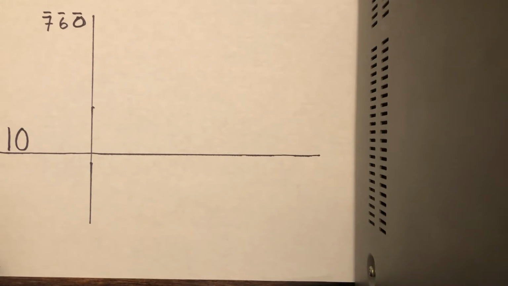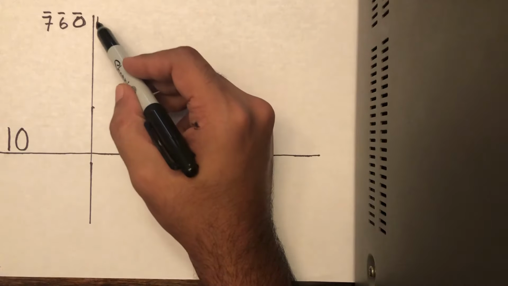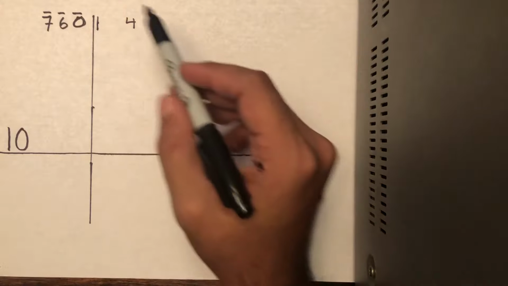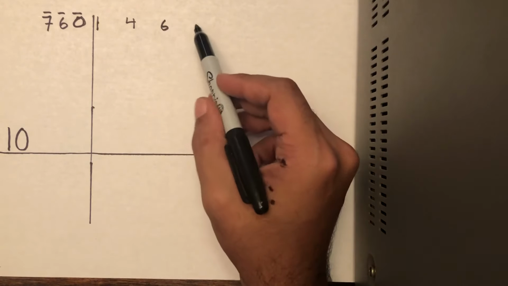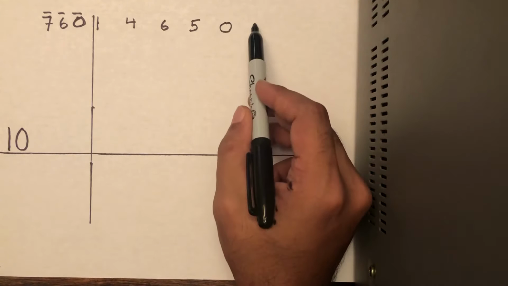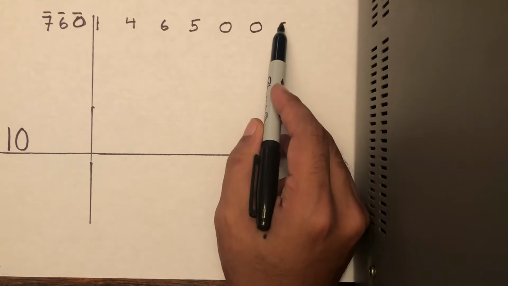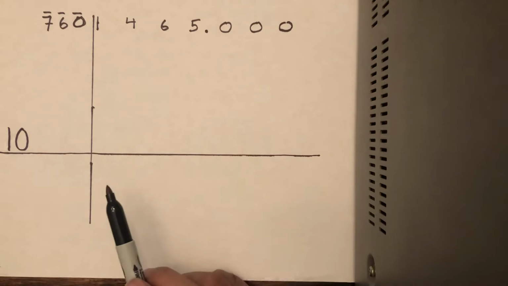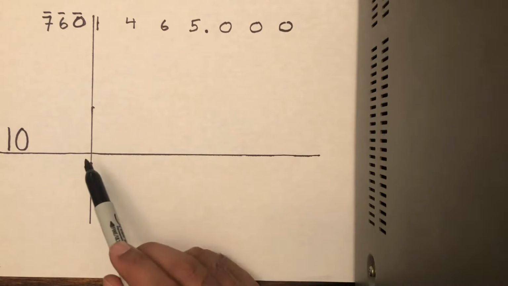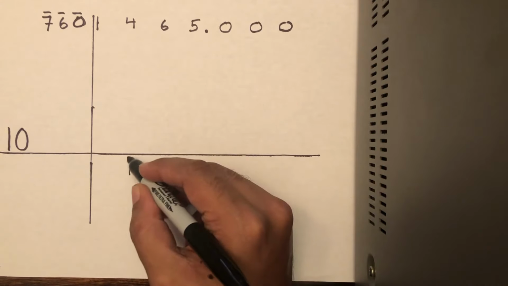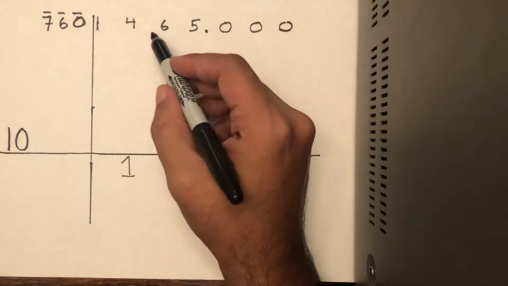Great. Now I'm going to put my dividend, which is 1,465. So 1, 4. Make it a little bigger. 6, 5. Let's put some zeros. And the decimal's right here, okay? So let's go ahead and get started. How many times does 10 go into 14? The answer is 1. And there's 4 left over.